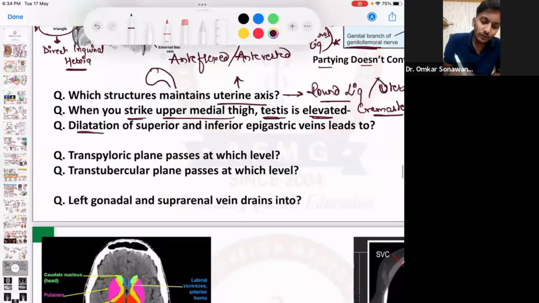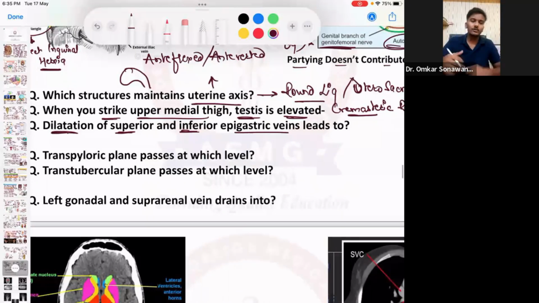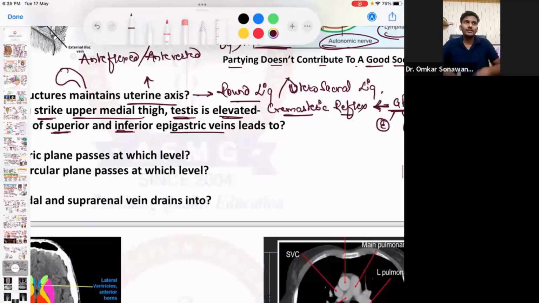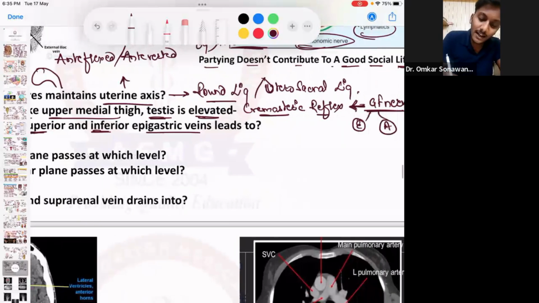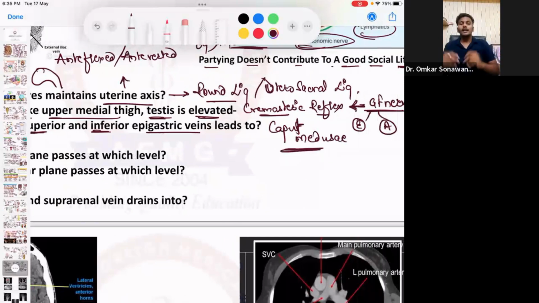Then dilatation of the superior and inferior epigastric veins. They are usually present around the umbilicus. So dilatation of these veins will be called what? Varicose veins around the umbilicus. Very good. It is known as caput medusae. Dilatation of the superior and inferior epigastric veins is known as caput medusae, and it is due to portal hypertension.